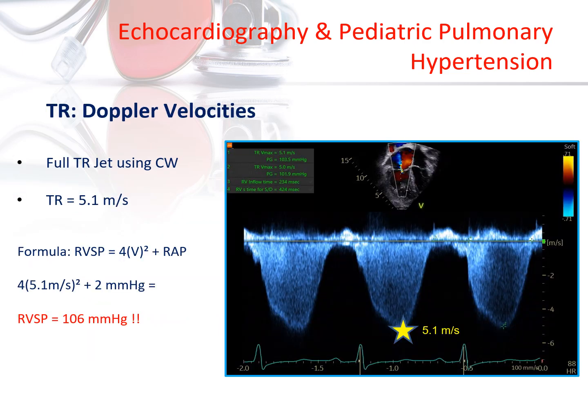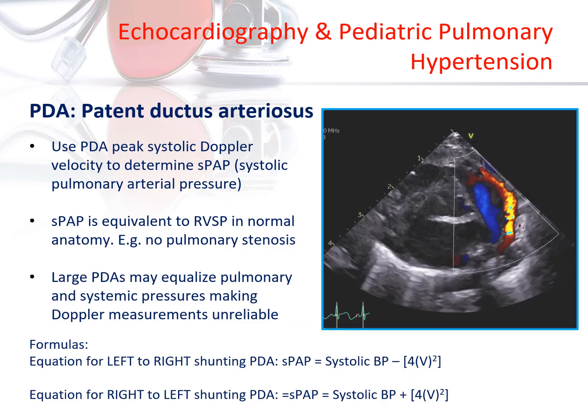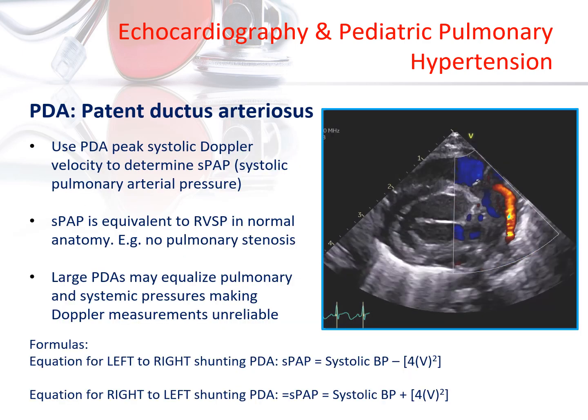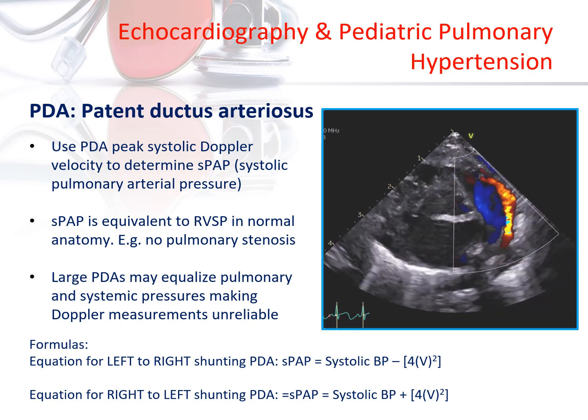Okay, here's an example of some tricuspid regurgitation Doppler velocities. They happen to have a velocity of 5.1 meters a second, and if you run that through the equation, you're going to end up with an RVSP of 106 millimeters of mercury. Not great. Patent ductus arteriosus, one of the preferred ways of assessing pulmonary hypertension.